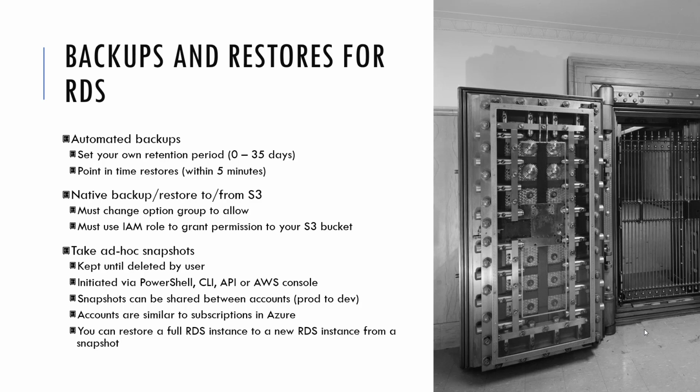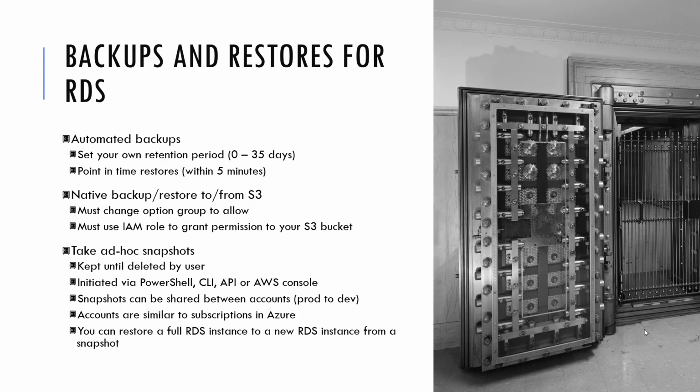Now, on top of the automated backups, you can also do native backups and restores to and from Amazon S3, which is the object storage. So you can have database backups sitting in S3 that you can restore to your instance, or you can back up your instance to S3. Now, to do that, you need to change the option group, which is something similar to parameter groups that we covered before, and you must use an IAM role to grant permission to your S3 bucket.